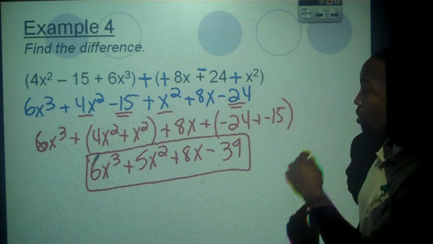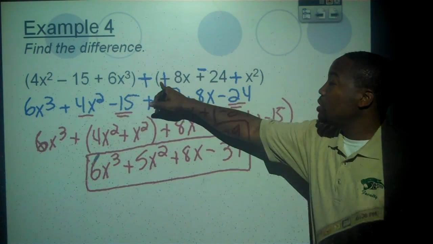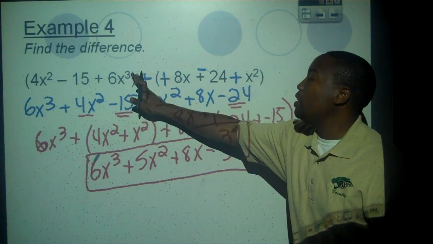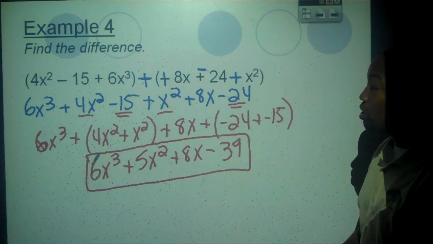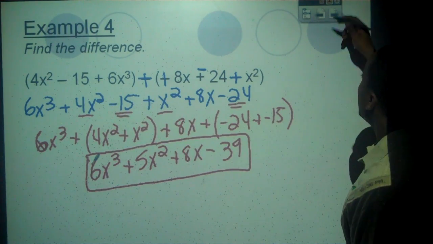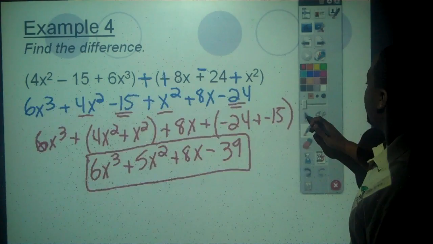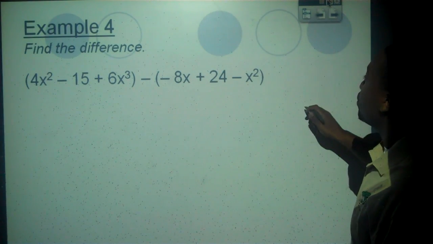So as you see, the only thing that's a little different is I've got to switch the signs. Everything behind it in the parentheses, you've got to switch the sign. Okay? Here's my answer. So, let's do one more. Let's jump to example 5.